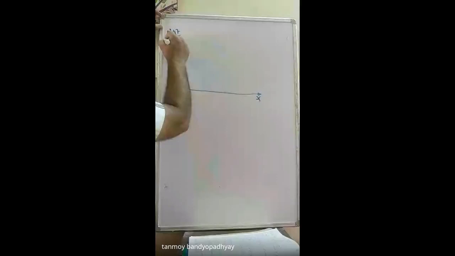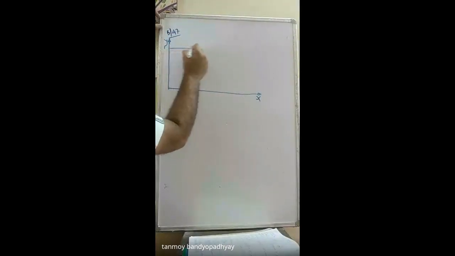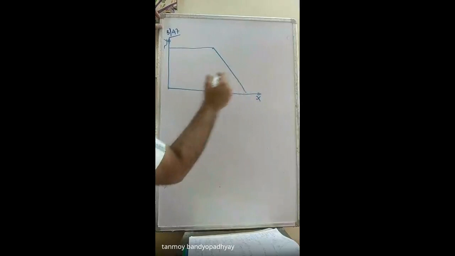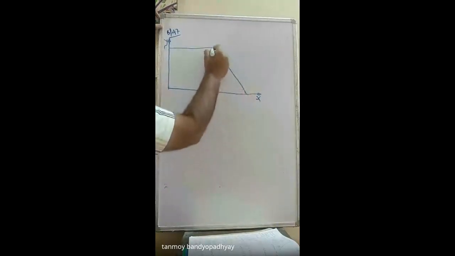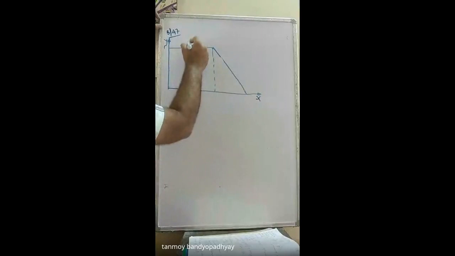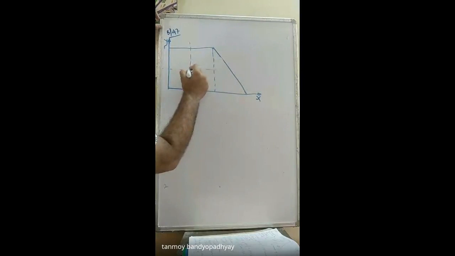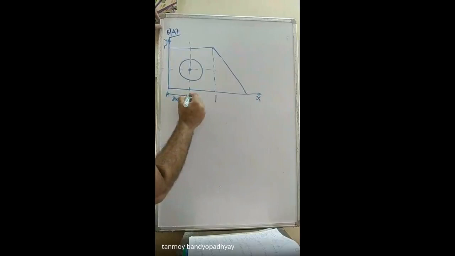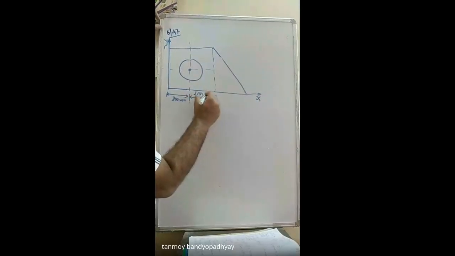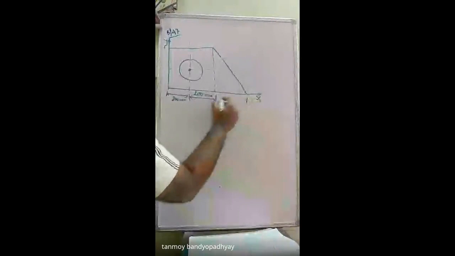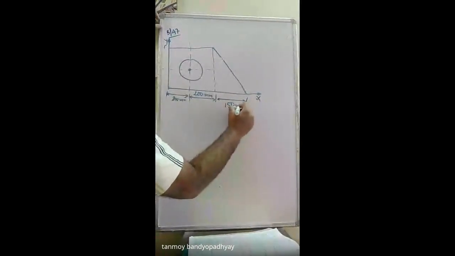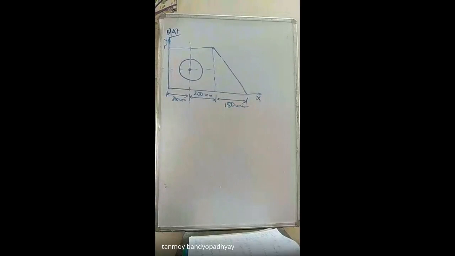So this is x, this is y. They're just triangles, so it's an easier problem. So at its center, there is a circle. Dotted lines are not present. This one is 200 millimeter. This one again is 200 millimeter. This one is 150 millimeter. The height is 125, 125.